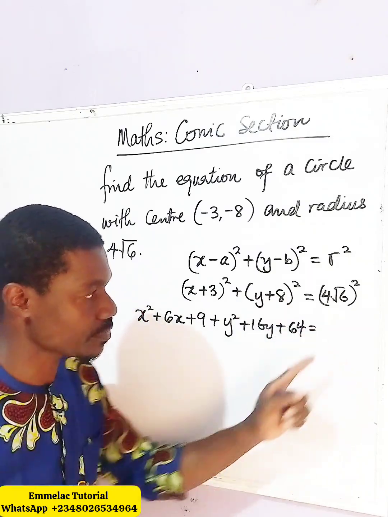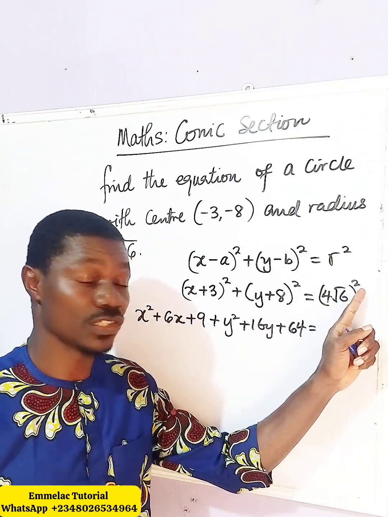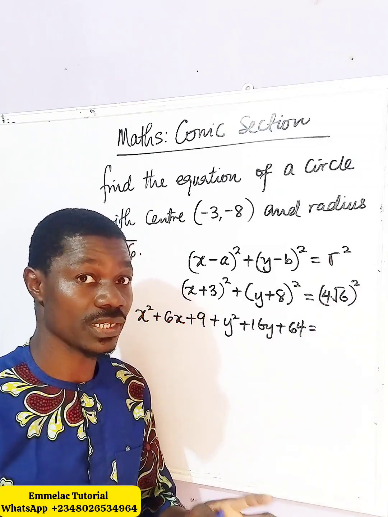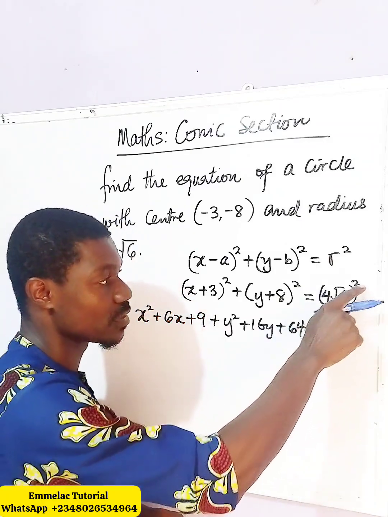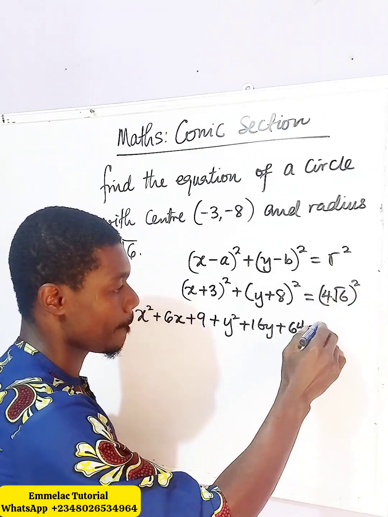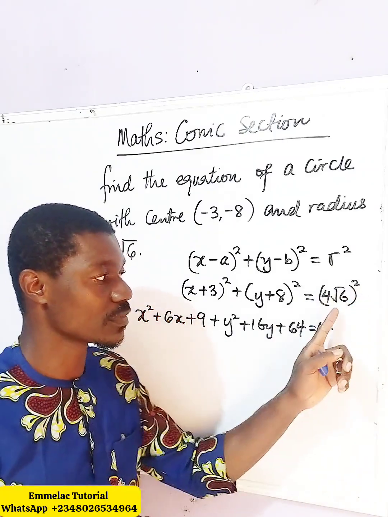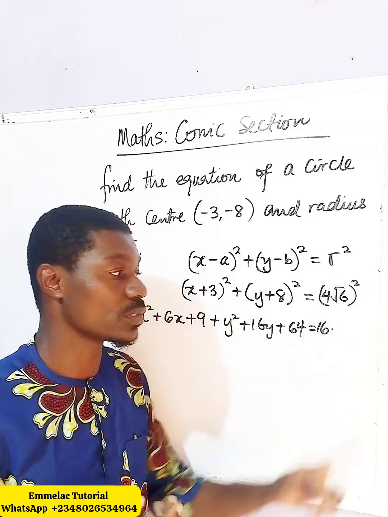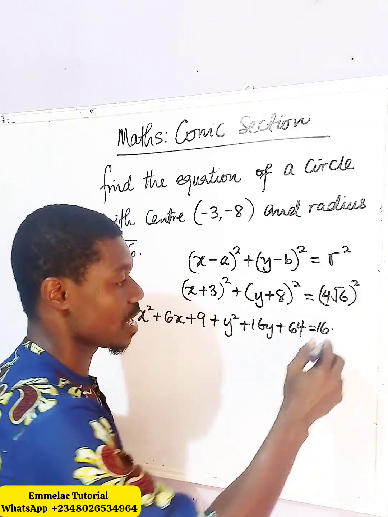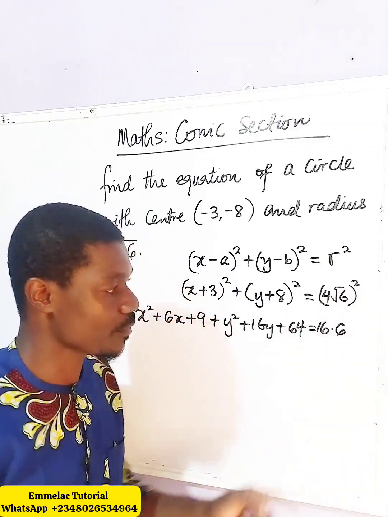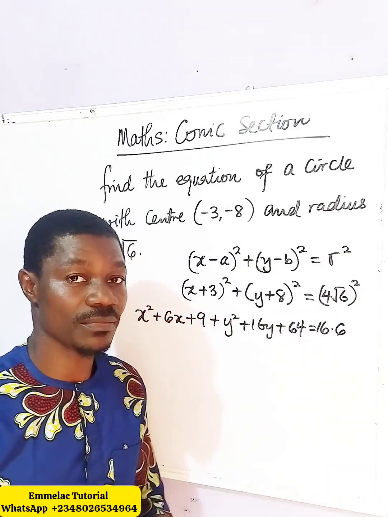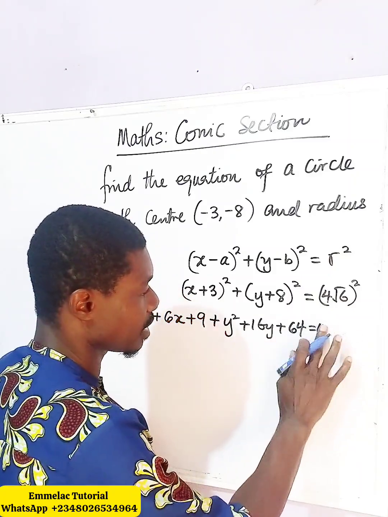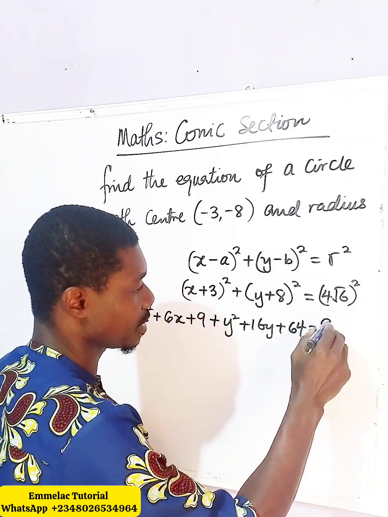Then equals, now let's distribute the 2 to the terms in the parenthesis, which are 4 and √6. Now 4 raised to the power of 2 will be 16, then times √6 raised to the power of 2, that should give us 6 here. And 16 times 6 should give us 96. So let me just clean this and replace it with 96.